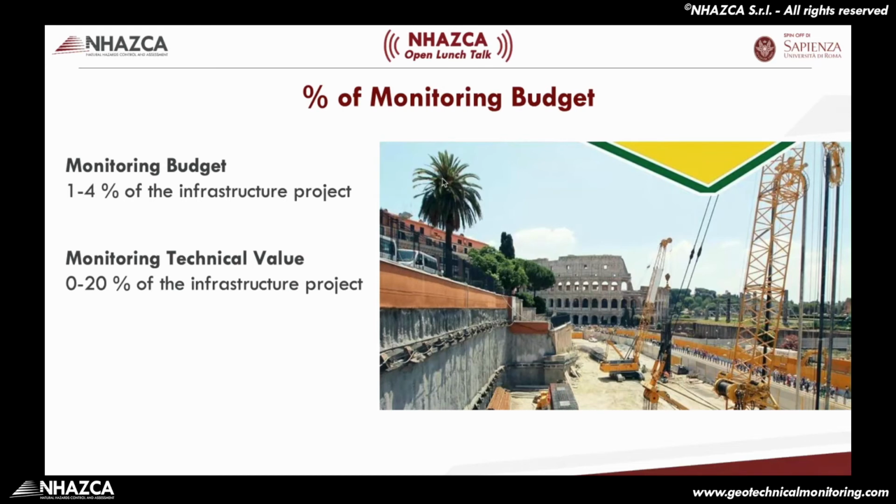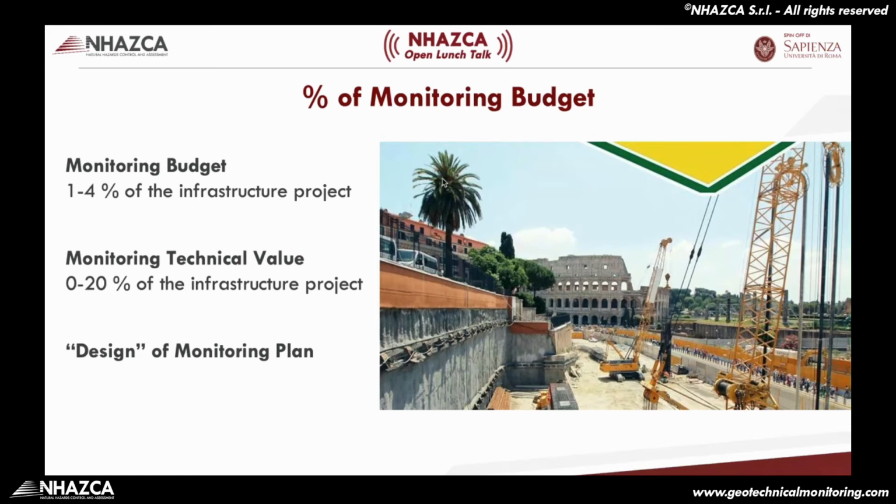That's a very huge number. So the fact that in some cases the technical value of monitoring is reaching 20%, even if it's not a common value, is giving me the feedback that probably in the future the value of the budget is also going to increase, because the two amounts must be a little bit proportional in some way.